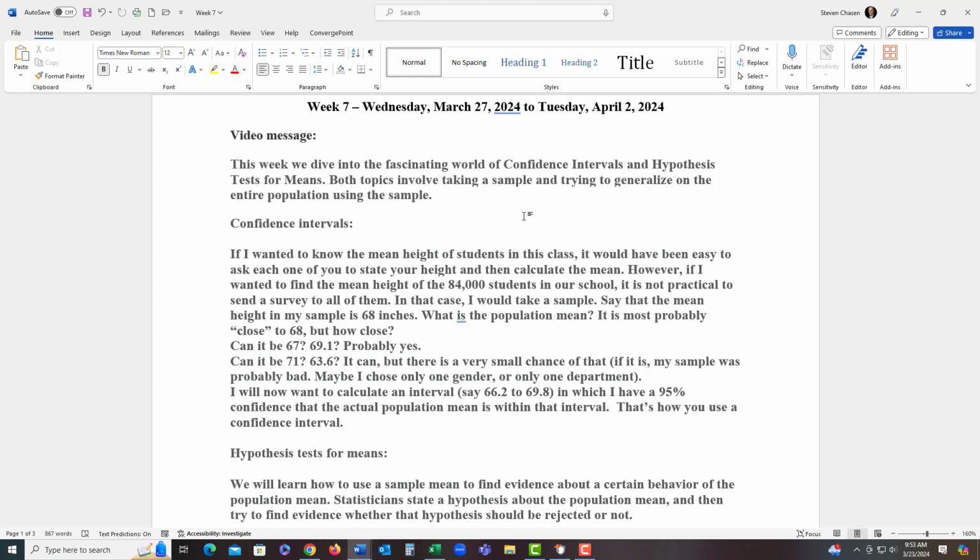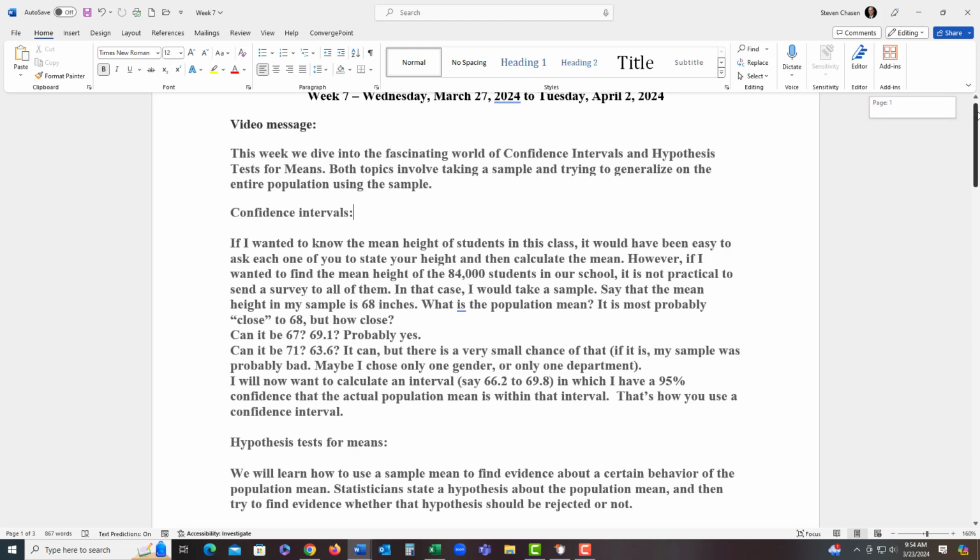And hypothesis tests for the means. This is where we're going to start comparing groups, and within that group we're going to see which group outperforms the other group, and we'll get more into that.